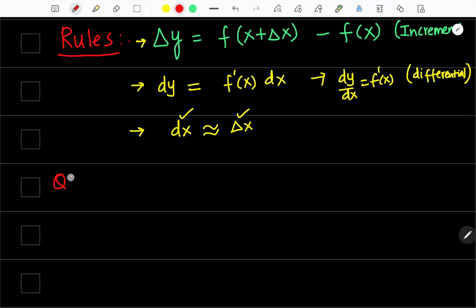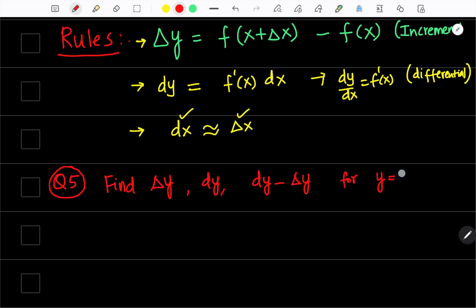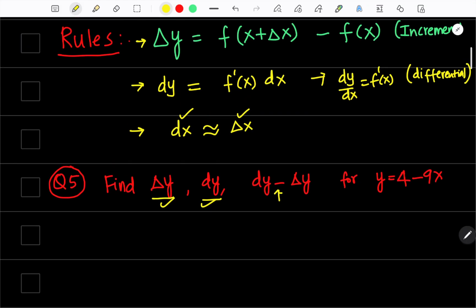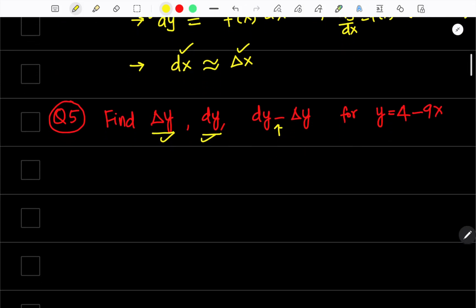Question number 5. The first question is find delta y, dy and dy minus delta y for the function y is equal to 4 minus 9x. This is the question. So what are the things I need to find? I need to find delta y, I need to find dy, and after finding these, I'm going to subtract. So these 2 things I'm going to find from this formula and this formula. Okay, right. So let me find the first one.